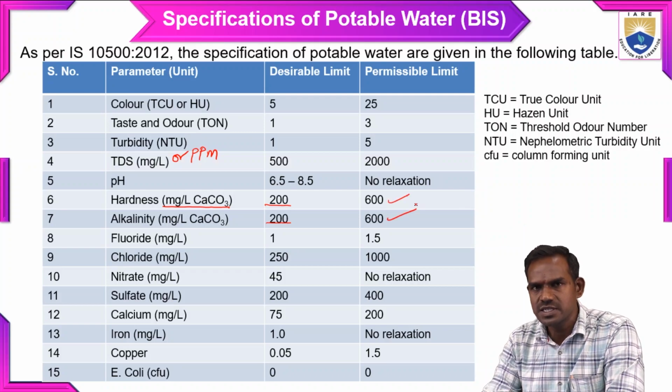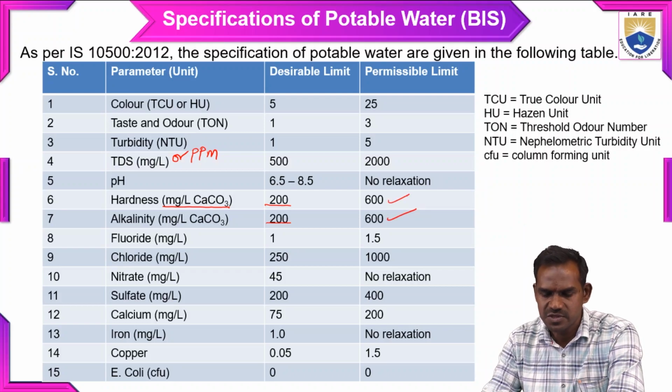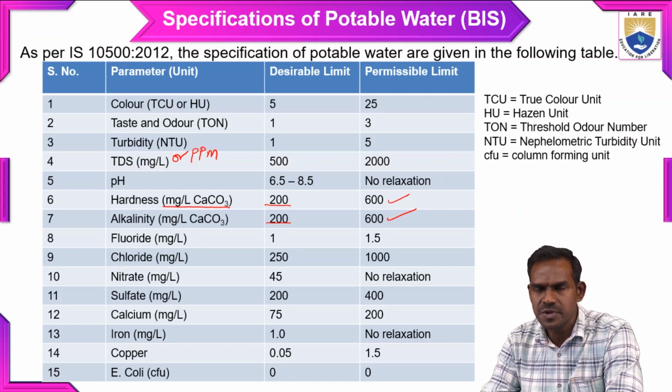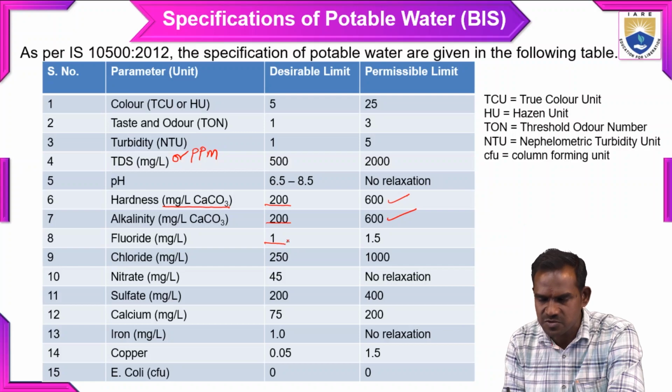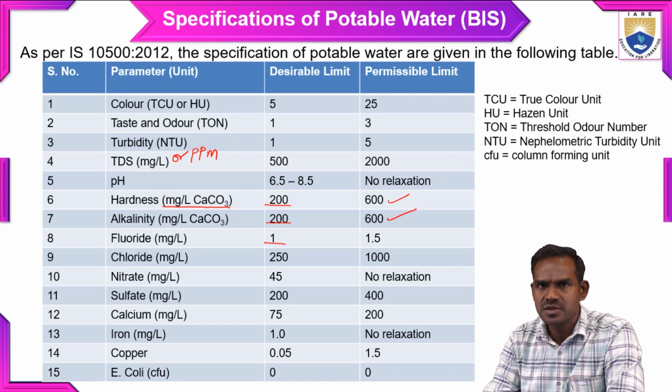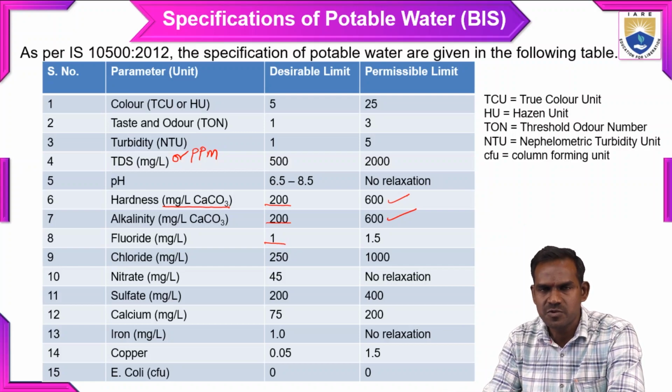The next parameter is fluoride content, which is measured in units of ppm or milligram per liter. The desirable limit of fluoride content in drinking water is 1 ppm and it can be relaxed up to 1.5 ppm, which means that the permissible limit of fluoride content is 1.5 ppm. But note that the desirable limit is only 1 ppm. So beyond 1.5 ppm, the water is not at all safe for drinking.